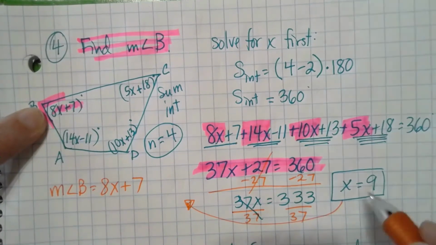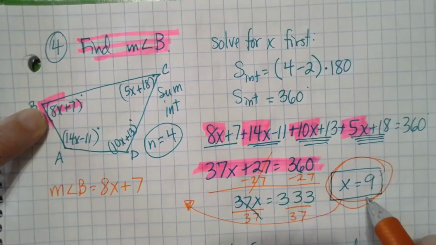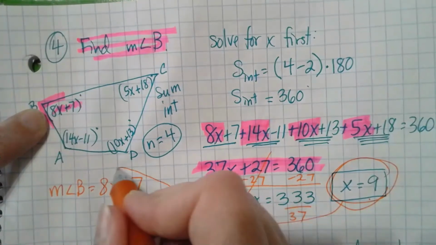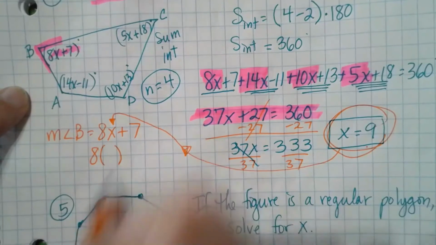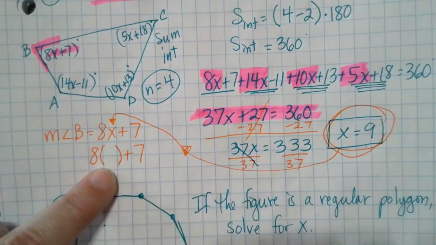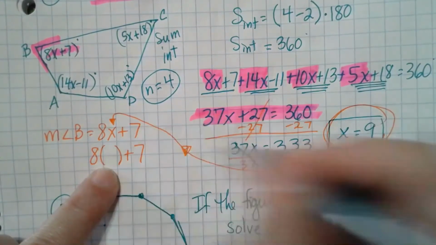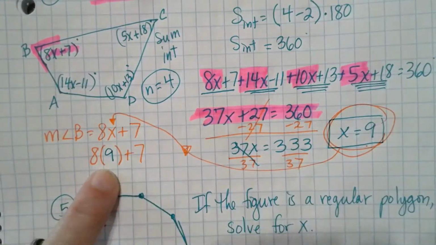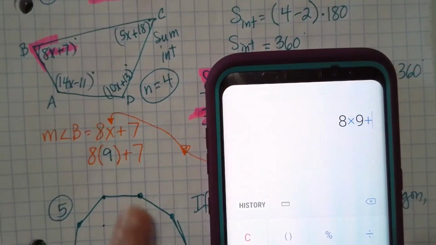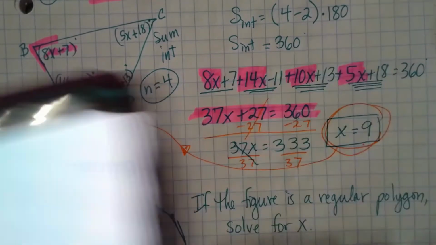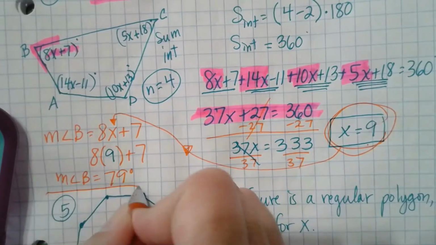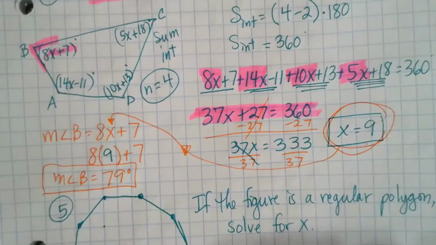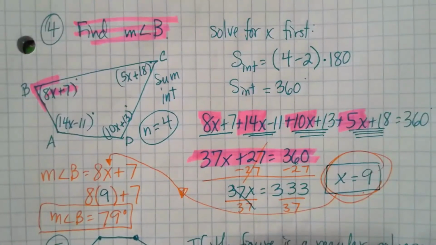And what did we just figure out? X is 9. So we're going to bring that 9 and we're going to put it right here where the x is. So this is going to look like this. 8 parenthesis plus 7. And in that parenthesis, we're going to put the value of x that we just got. So 8 times 9 plus 7. So that angle B is 79 degrees. Awesome.